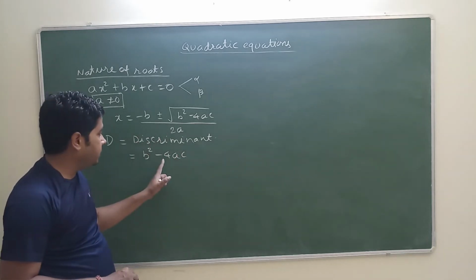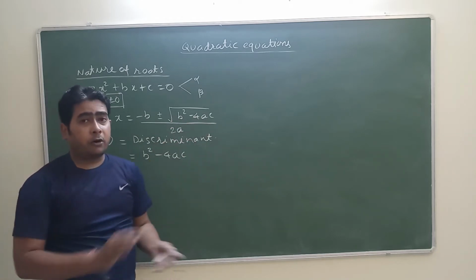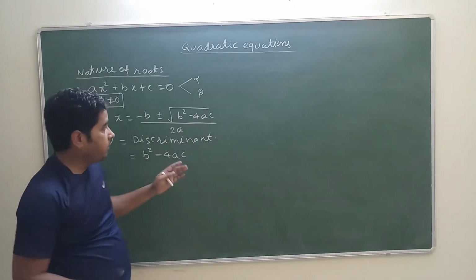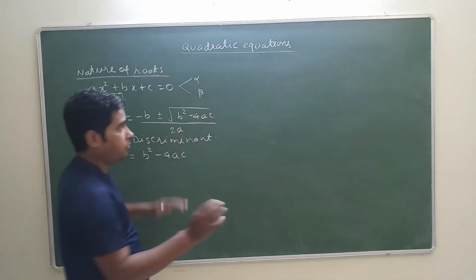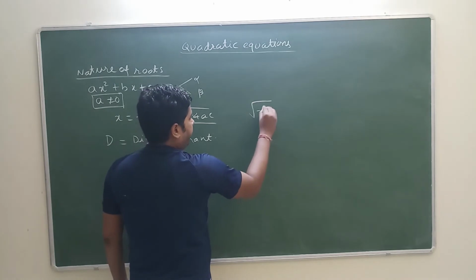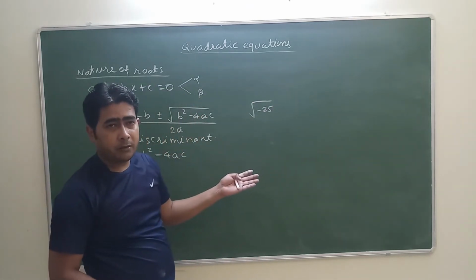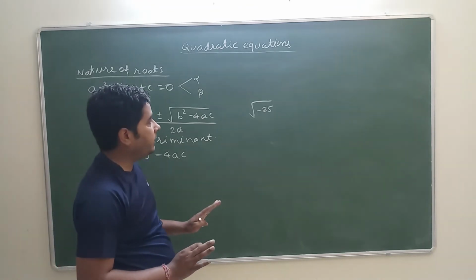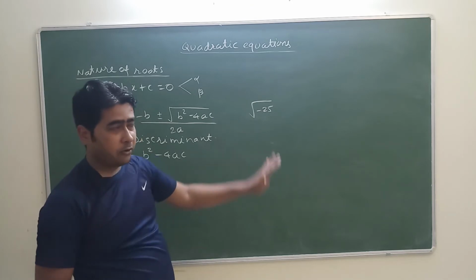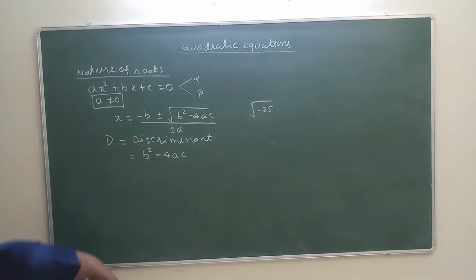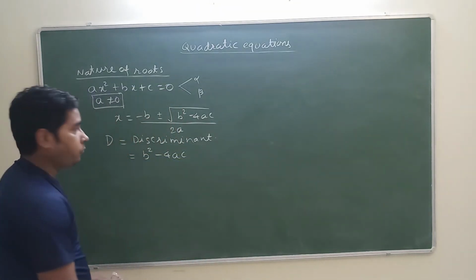Why? Because this term is inside the square root. Inside the square root, you cannot put any number. There must be some restriction on this number which is inside the square root, because you know the square root of minus 25 is not defined. It's not a real number. We have studied about these numbers in chapter 1, that these numbers are not in our syllabus. These are not real numbers. So this discriminant will decide the nature of roots.